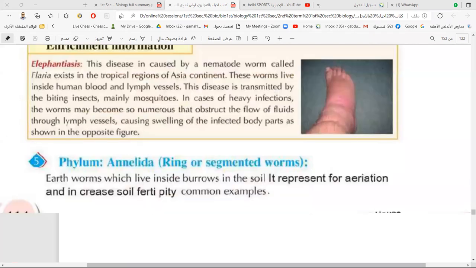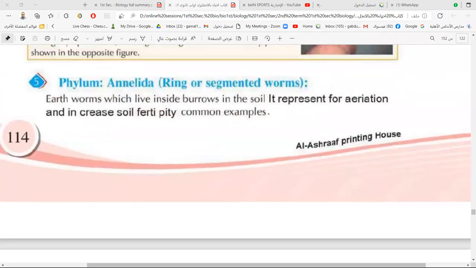We go to phylum number 5, phylum Annelida, or ring segmented worms. Annelida, الديدان الحلقية. ليه سموها كده؟ لأن الجسم عبارة عن حلقات.